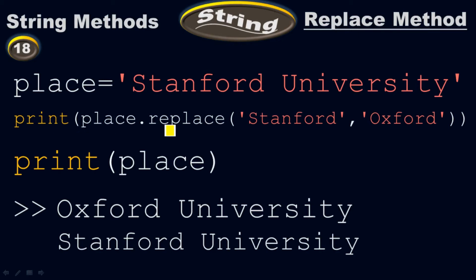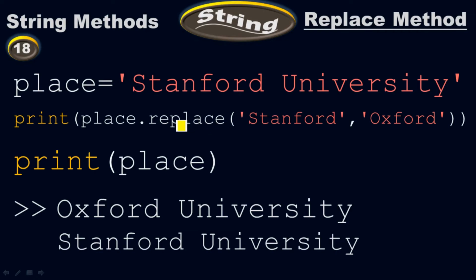Here I apply the replace function. It replaces Stanford by Oxford, so I got Oxford University here. It is because of this first print expression. Now when I print my original expression, which was place equals to Stanford University, I will get the same Stanford University, which means that it does not affect our original expression. It only returns a new output with the replacement.